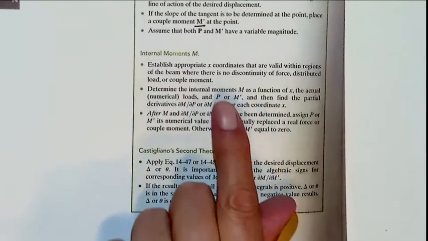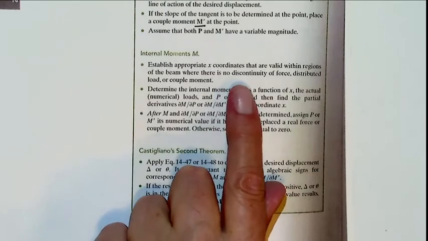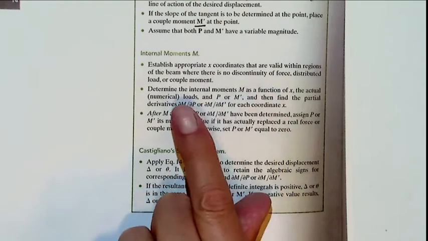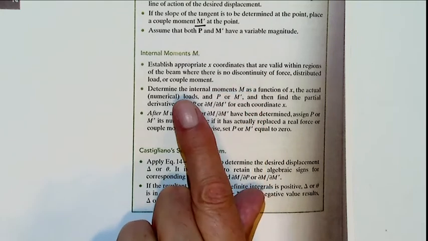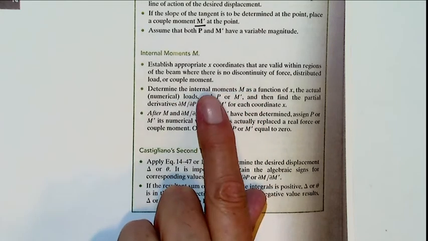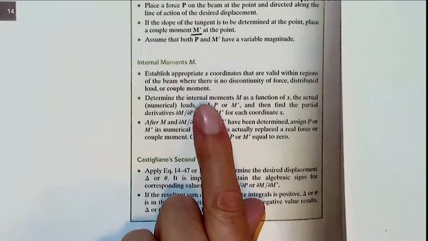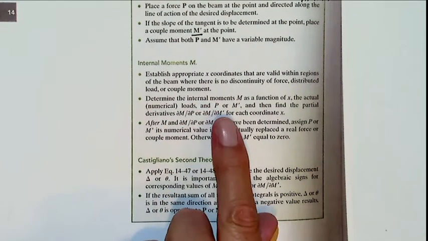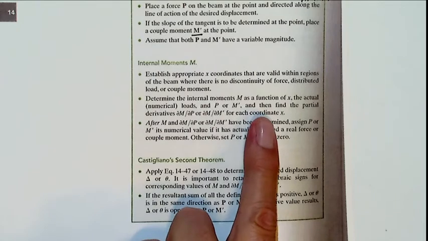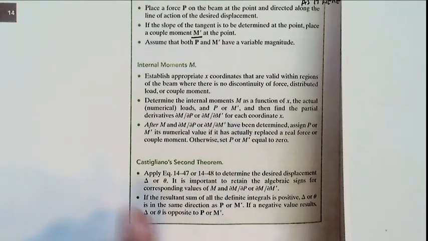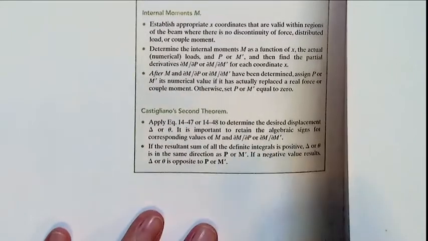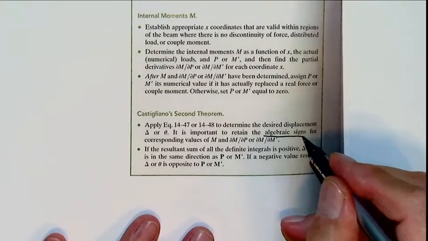Establish appropriate coordinate systems that are valid within regions of the beam where there is no discontinuity of force, distributed load, or couple moment. Determine the internal moments, M, as a function of x, actual numerical loads, and P and M prime. Then calculate these derivatives. Then of course, algebraic signs should be respected.